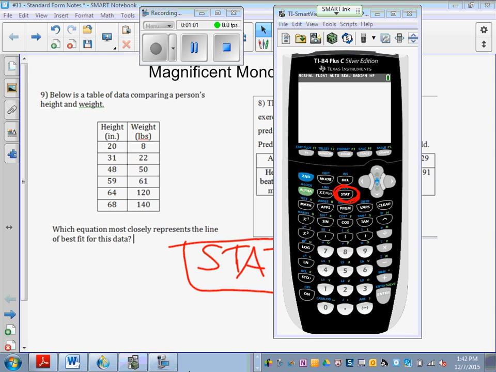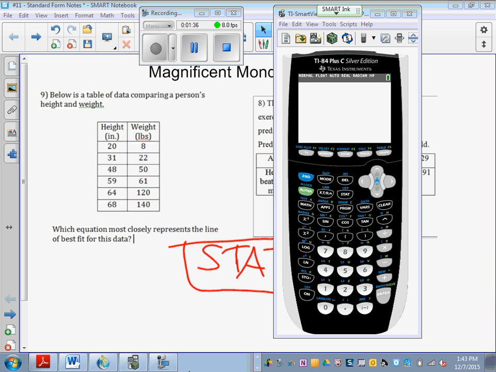Let's take a look at how to do this one. Now there are two types of problems that we encounter. The first one says to write an equation of best fit. Alright, so the first type of question is write the equation of best fit.